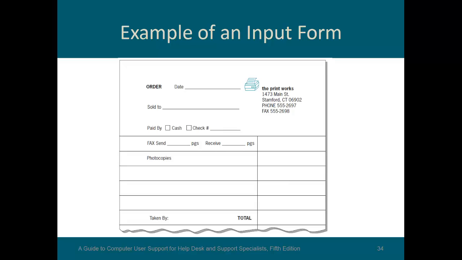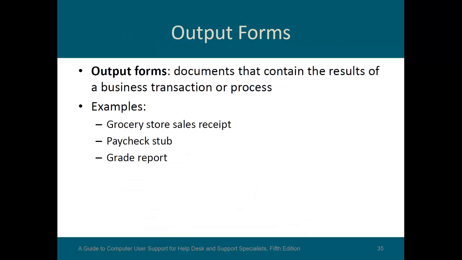So here's a graphical example of an input form. You've got your date, sold to, how it was paid, etc. Output forms are documents that contain the result of a business transaction or process. Examples: a grocery store sales receipt, paycheck stub, grade report.